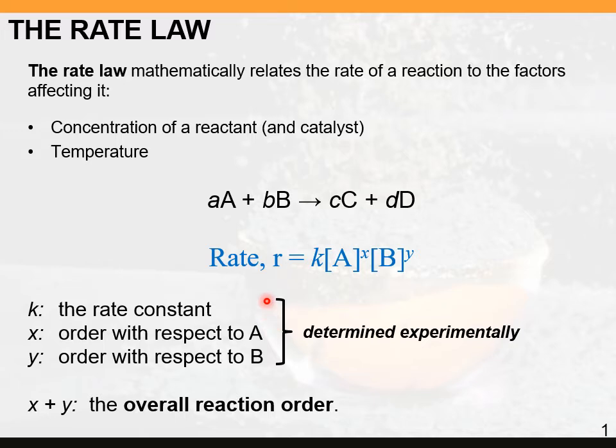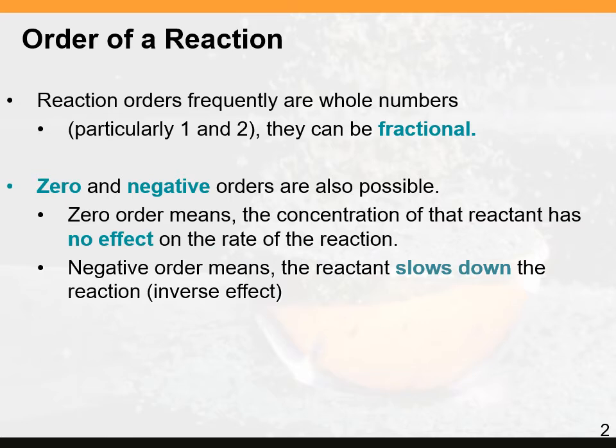Those values must be determined experimentally and are not related to the stoichiometric coefficients. Additionally, the sum of x and y is called the overall order of the reaction. Let's discuss what we mean by order. Reaction orders are frequently whole numbers, and in most cases it is 1 or 2, but in some cases they can also be fractional. Additionally, zero and negative orders are also possible.